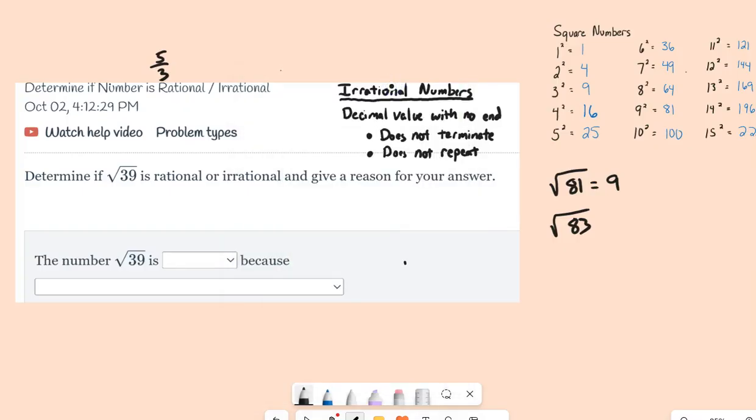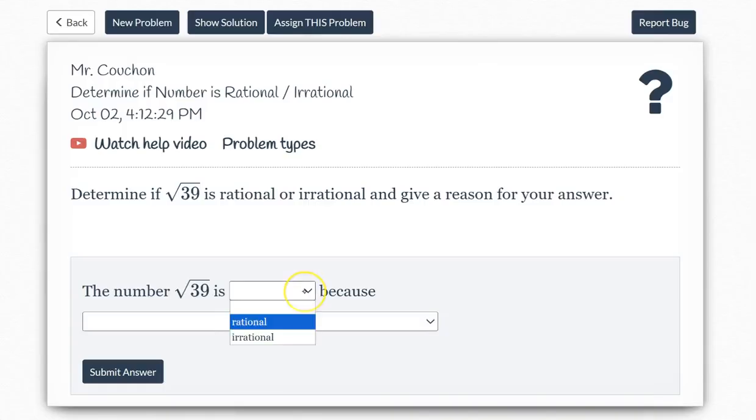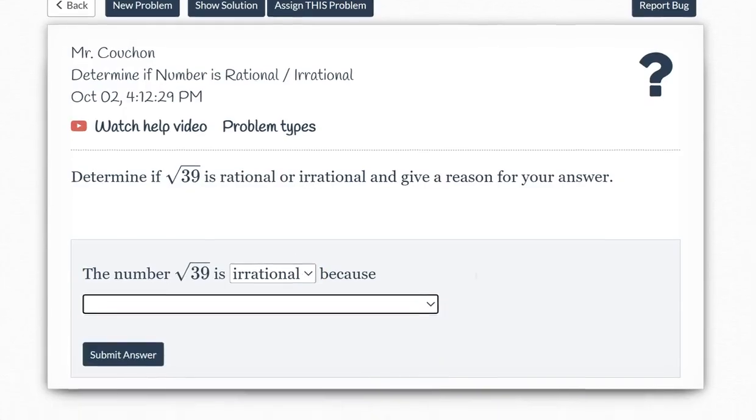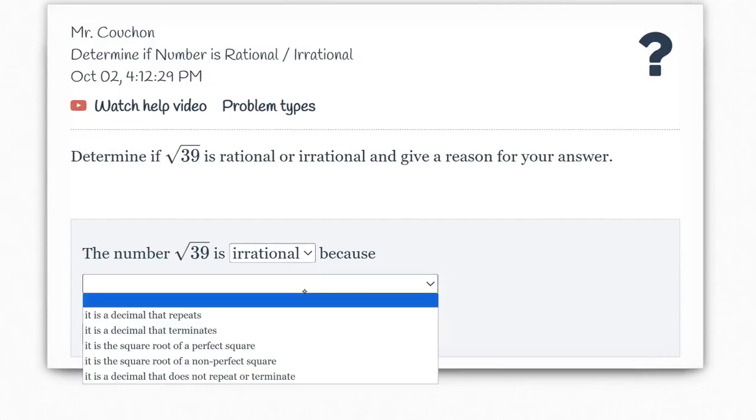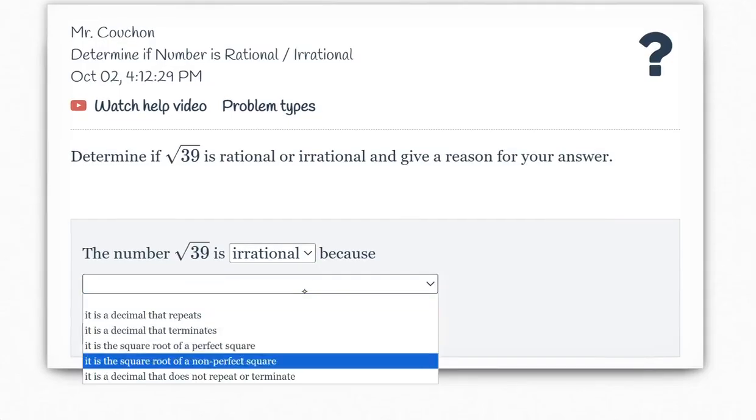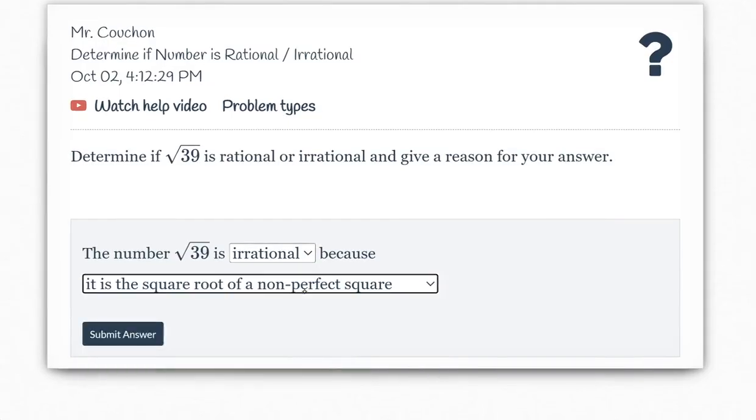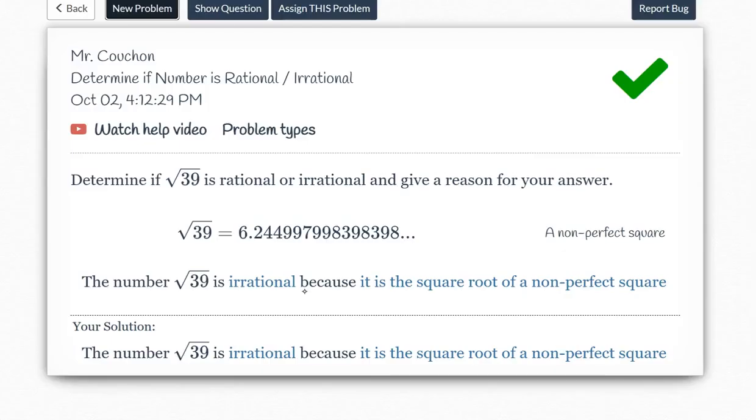So they're giving us the square root of 39. Well, that would fall in between 36 and 49, and it's not there. So this is going to be irrational. So I'm going to click the drop down and go to irrational. And it's irrational because it is the square root of a non-perfect square. So I'm going to put that in there. And I'm going to be right.